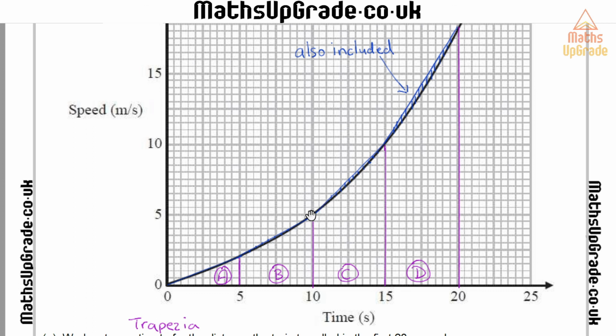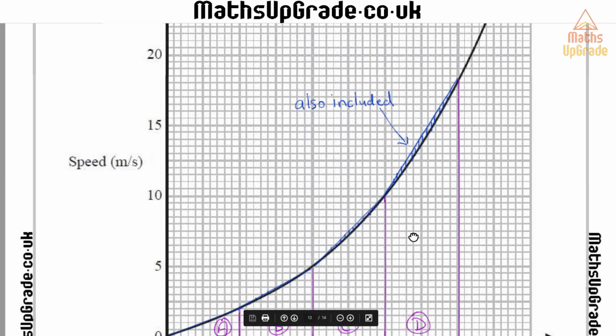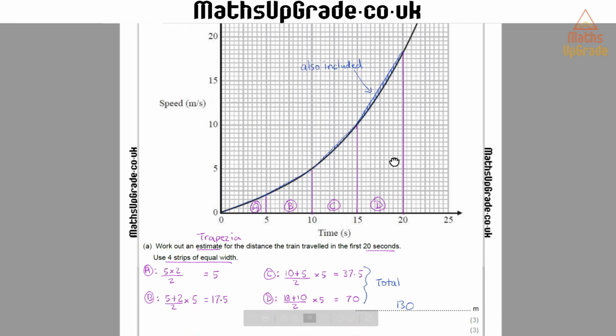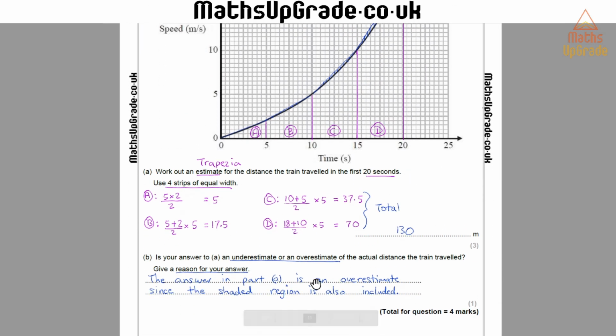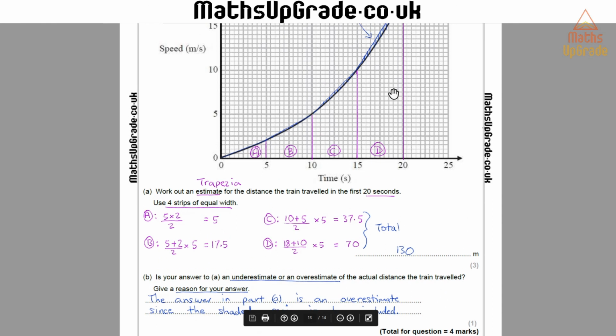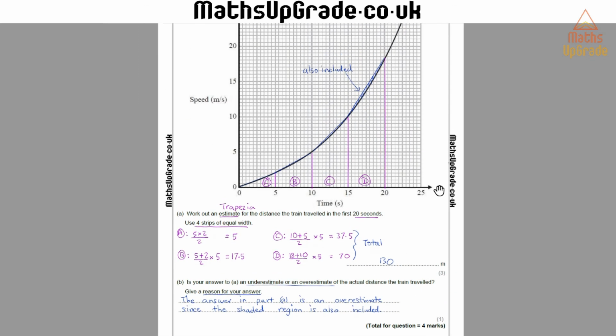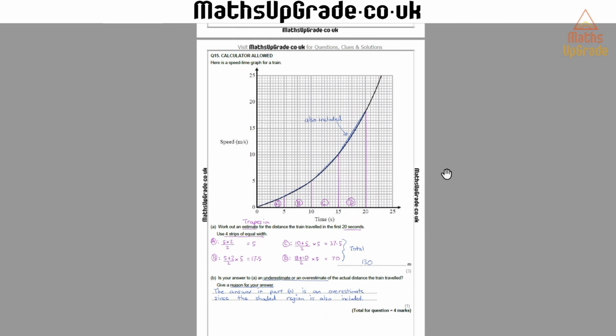Similar for section C and section B, and potentially even section A. So the area I'm actually finding is slightly too large. The train will have travelled slightly less distance in real life. So my answer is an overestimate, since the shaded region is also included. You don't need to draw these shaded regions on your graph in your exam. I'm just doing it for illustration purposes only. The whole question there is worth 4 marks.